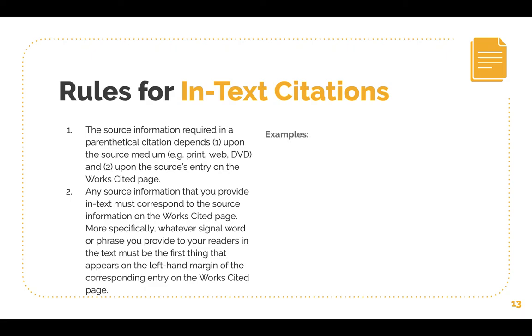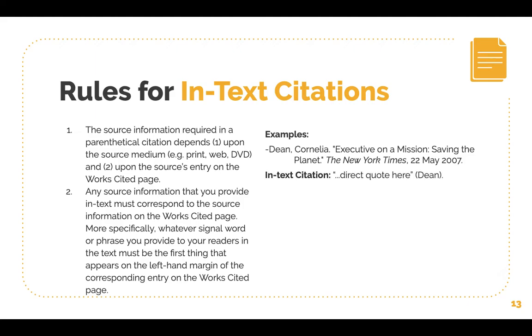Now let me give you some examples of this so that it makes a little more sense. If this is an entry on my works cited page, Executive on a Mission, Saving the Planet, it was written by Cornelia Dean. Now, Dean is the first thing that appears in the left-hand margin of this entry, which means that word, Dean, needs to be in my in-text citation. So an in-text citation would look like this. I'd have my direct quote.